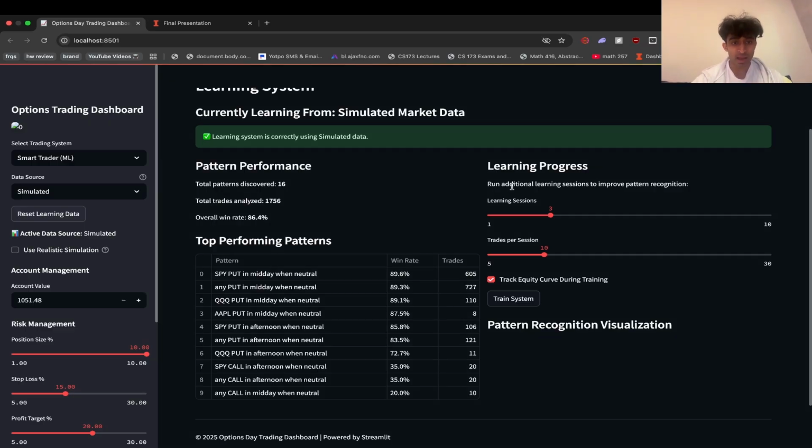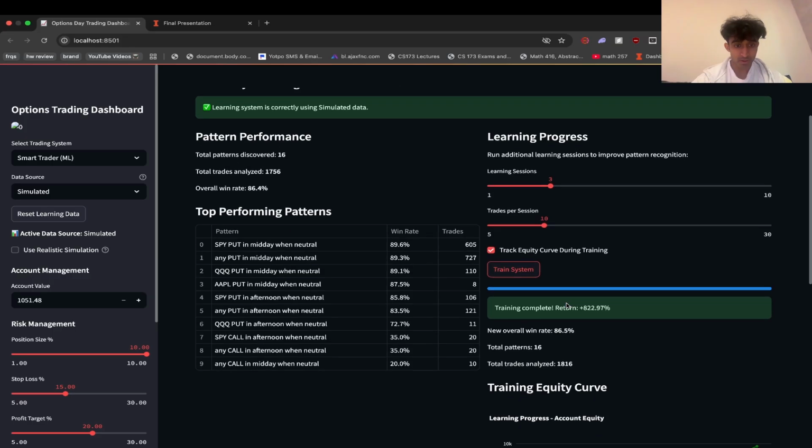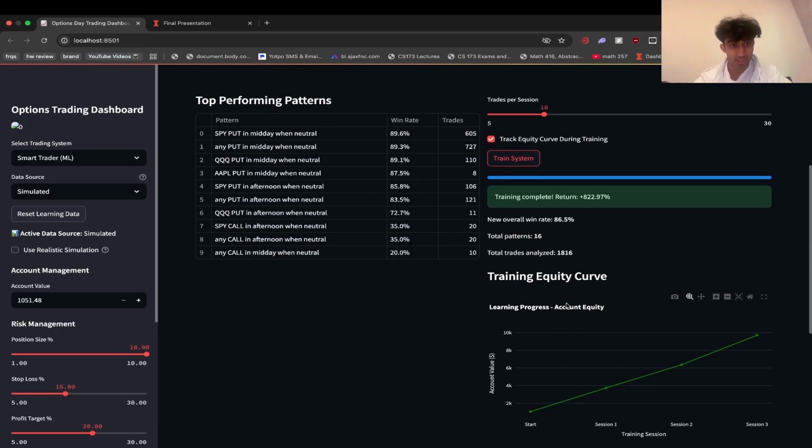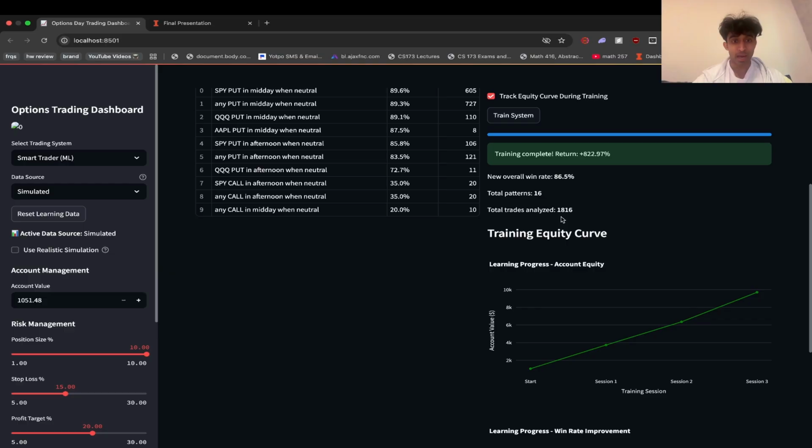And over here we have a run of the learning progress. As we increase the learning sessions, we want it to increase over time, and we want the trades to increase as well. So if I train the system, we see over here there's a 822.97% return rate, and the overall win rate is 86.5%. There's 16 patterns, and there's a total of around 1,800 plus trades which are being analyzed.